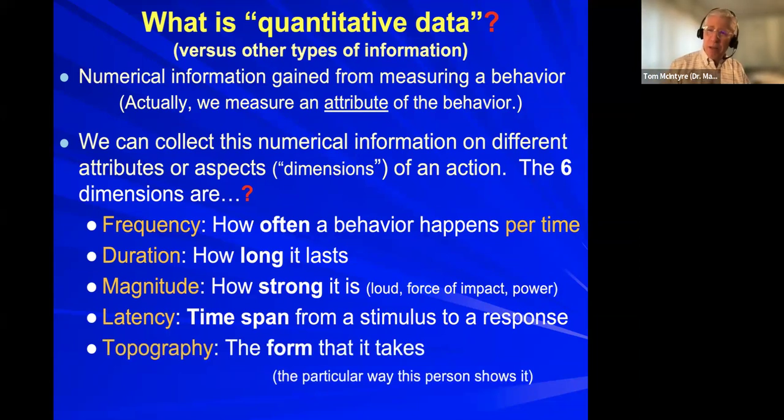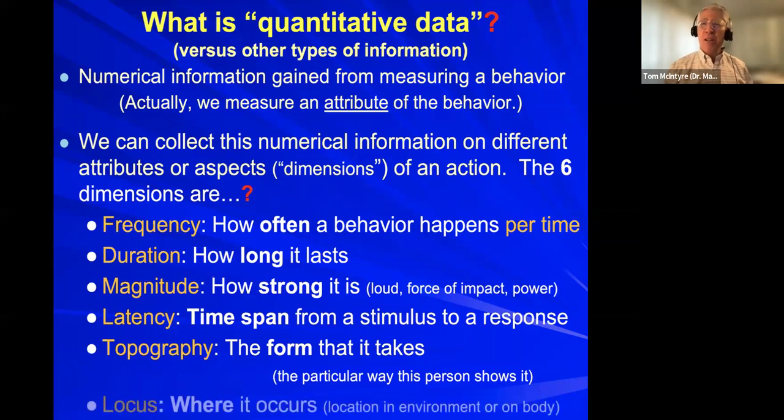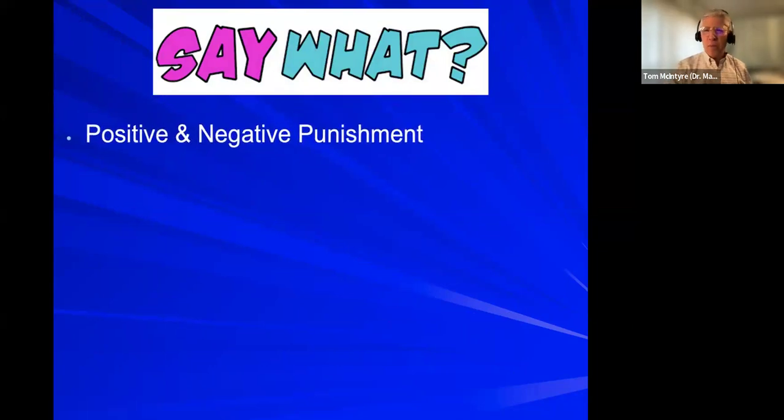And somebody mentioned in the chat the topography, the form that the behavior takes. For example, when we say raise the hand, are we talking about bent at the elbow and hand in the air? Or are we talking about, I know, call on me? There's a difference there in the form, the topography of the behavior that makes it okay or not okay.